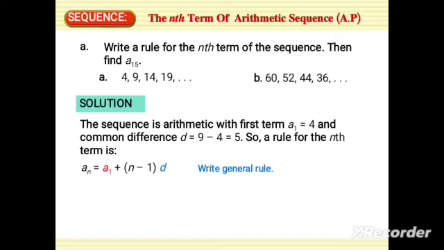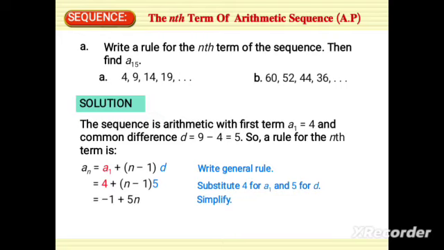So our nth term is a plus (n minus 1) times d. But now we have the first term and the common difference, so we just substitute. So we have 4 plus (n minus 1) times 5, where 5 is the common difference. Then we can simplify our work. So we shall have negative 1 plus 5n. That is the nth term.